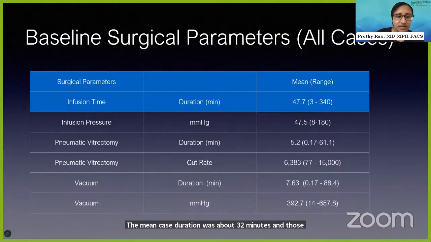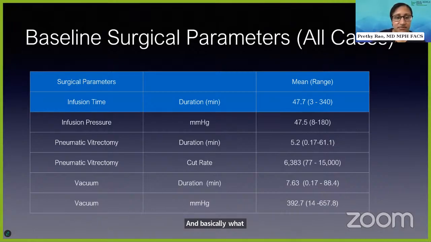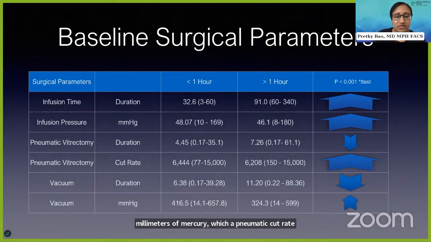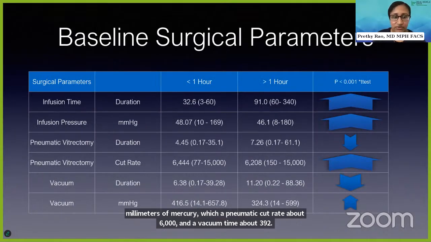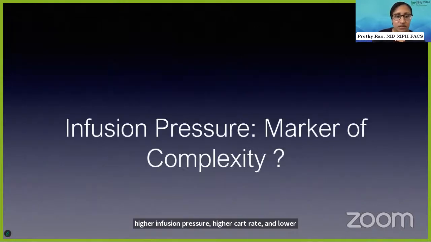Basically, what we found in the surgical parameters is that the average infusion pressure is about 47 millimeters of mercury, with a pneumatic cut rate of about 6,000 and a vacuum time of about 392. When we break it down into cases less than 1 hour versus greater than an hour, cases that take less than 1 hour tend to have a higher infusion pressure, higher cut rate, and lower vacuum time compared to those greater than 1 hour.